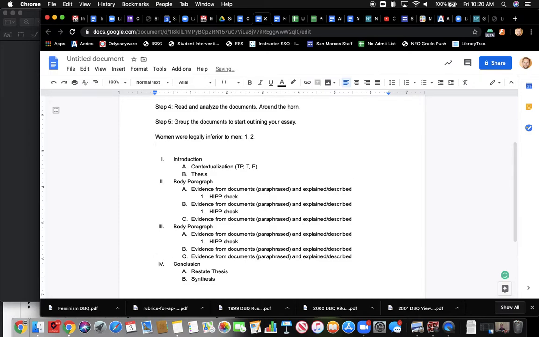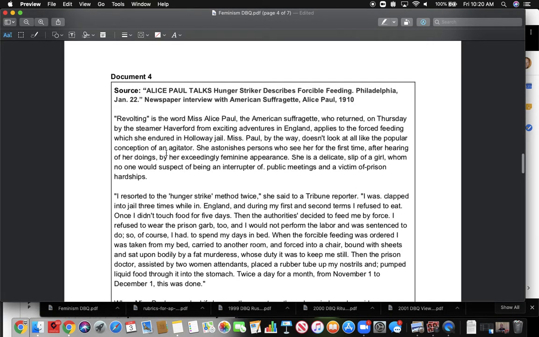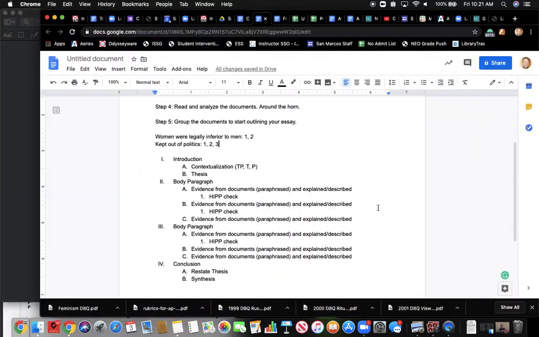Or women are kept out of politics is another group that you could have found. Documents 1, 2 definitely say that. Document 3 is going to outline that as well, as we look at Emmeline Pankhurst. Alice Paul is going to start seeing that women are certainly not allowed in politics, as she's going to publicly criticize one of the key members of Parliament and get in trouble for that. So document 1, 2, 3, and 4.